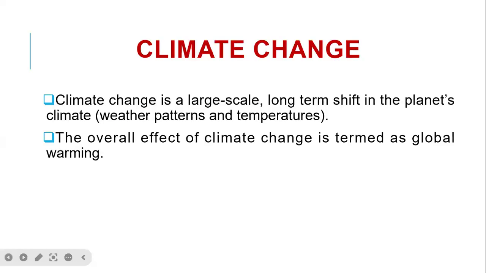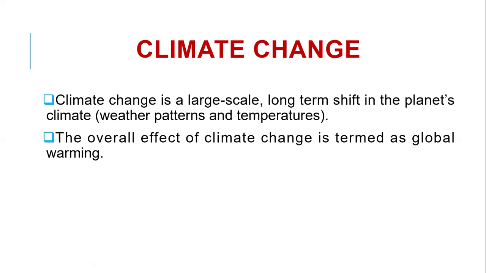Climate change is the large-scale, long-term shift in the planet's climate. It means that it takes place in a large area, and it's a long-term shift, meaning it takes a long time. Here we're talking about the Earth. The changes in the weather patterns and the temperatures are what we call climate change. The overall effect of climate change is termed global warming.